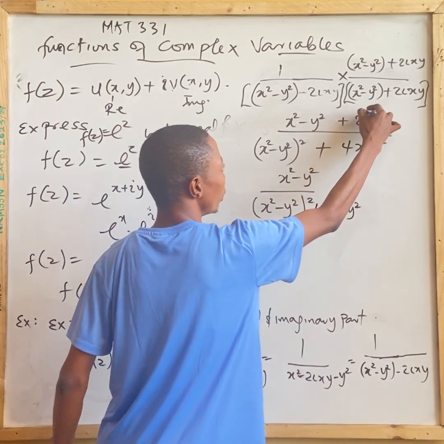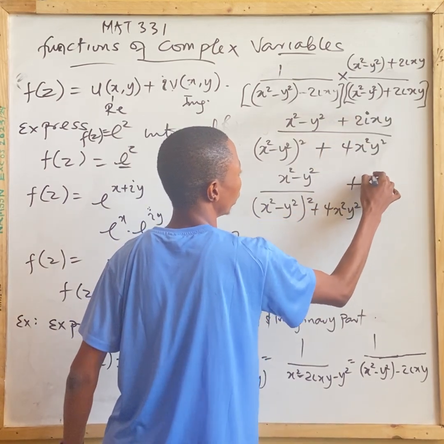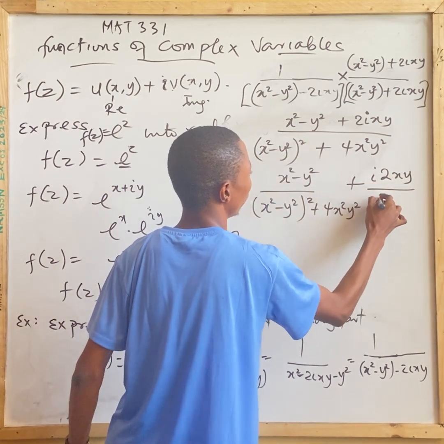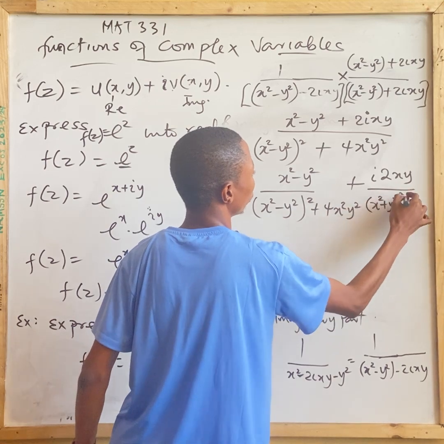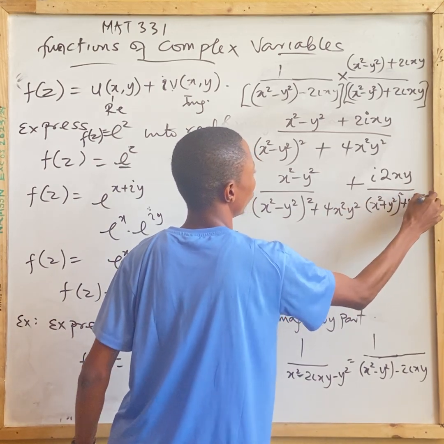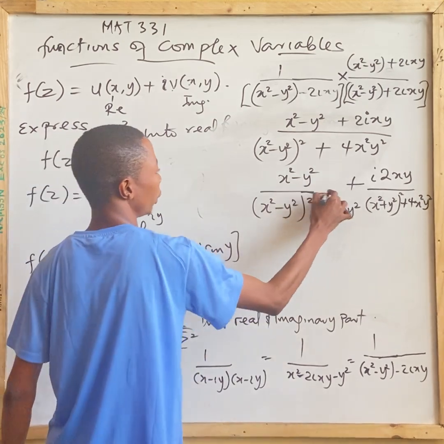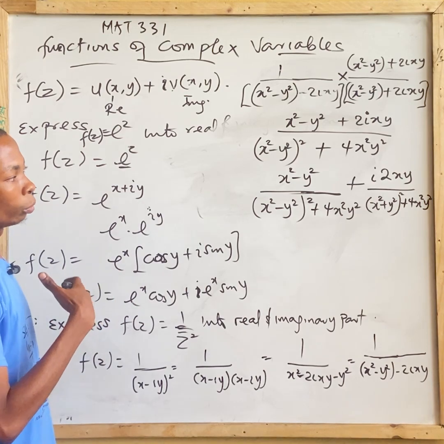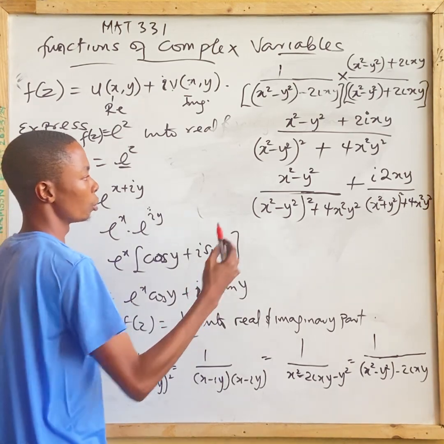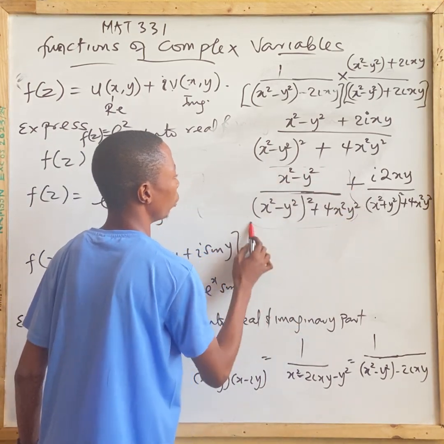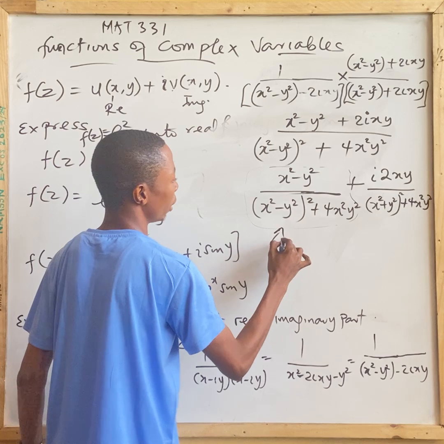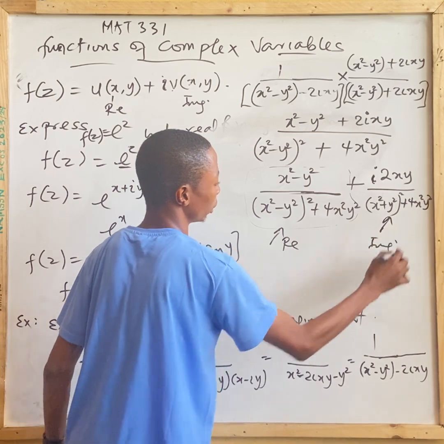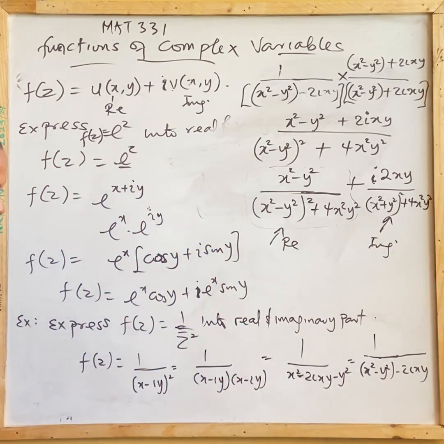And with the i that is here, this one will now be plus i 2xy divided by all this as well, divided by x squared minus y squared all squared plus 4x squared y squared. We are going to need this separation into real and imaginary parts in the long run when we get to analytic functions and harmonic functions. So everything here represents the real part. The one with i here represents the imaginary part. So that is another example.